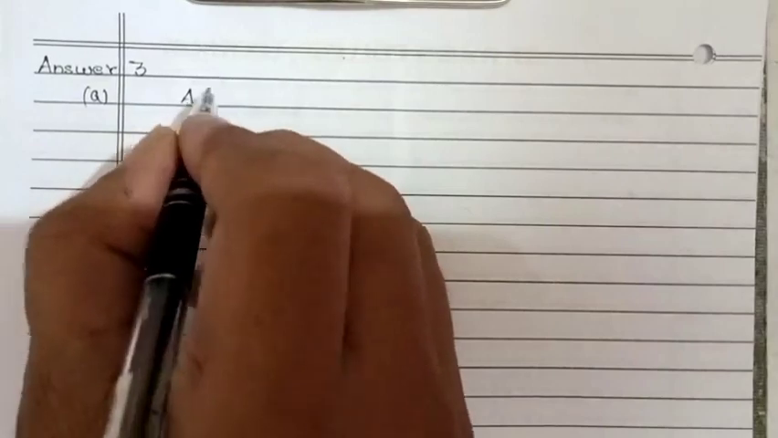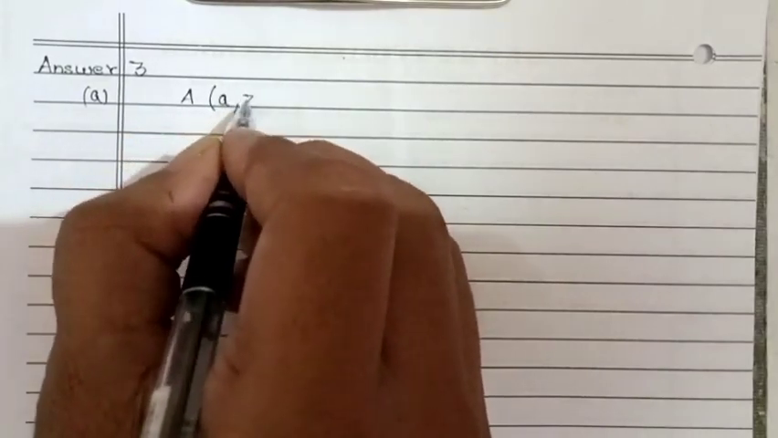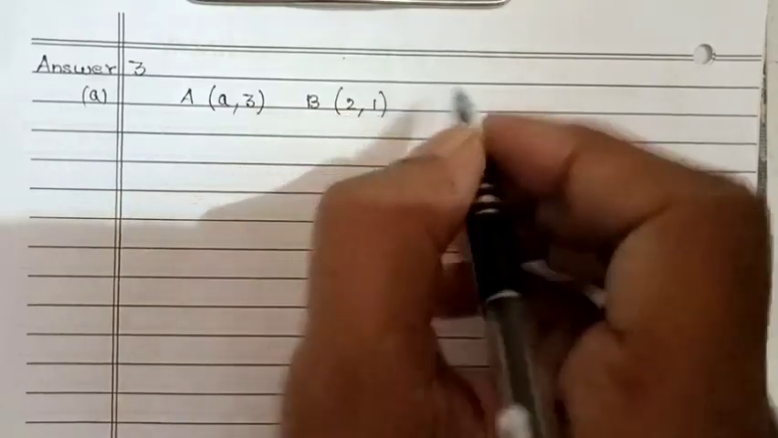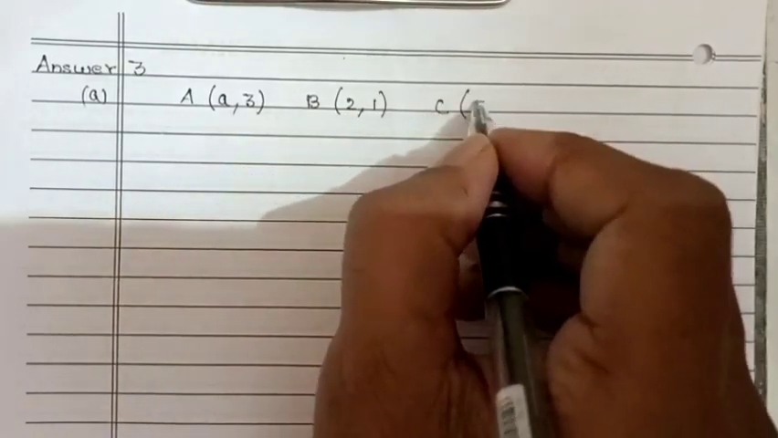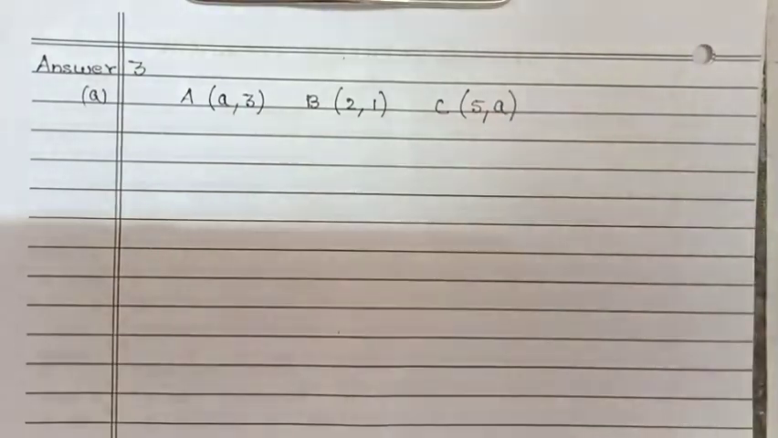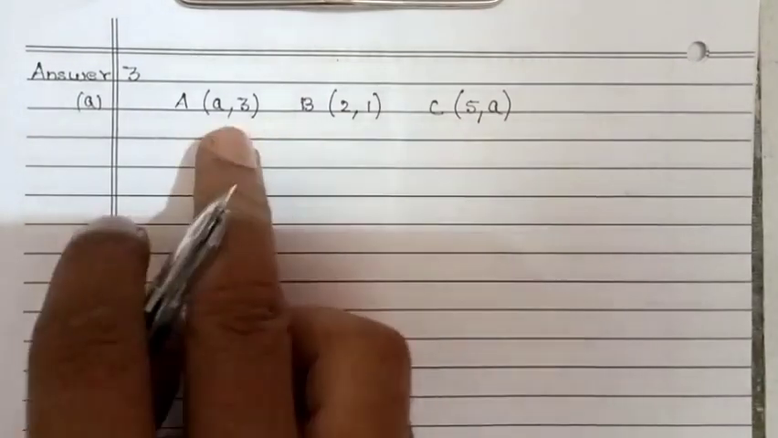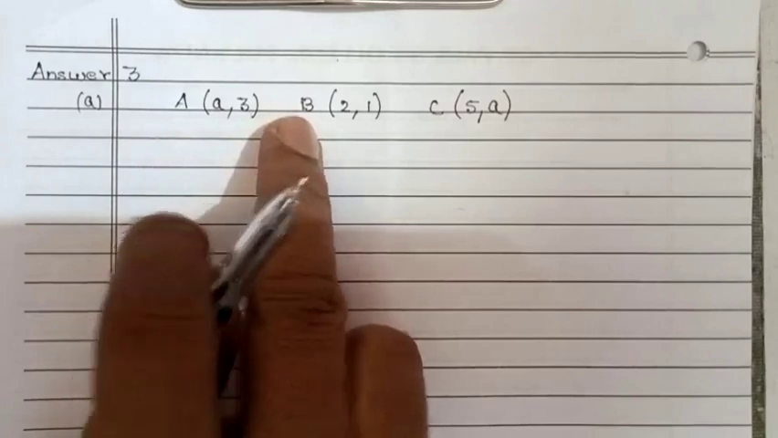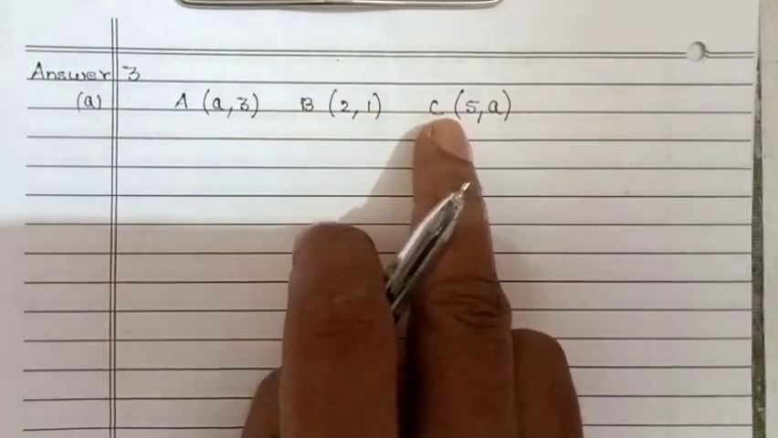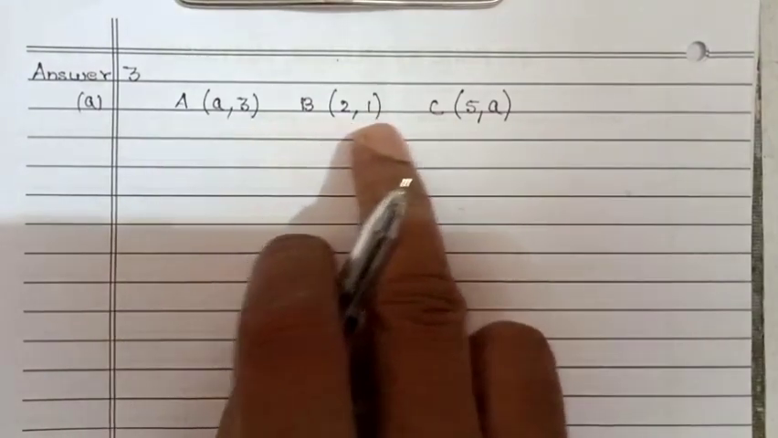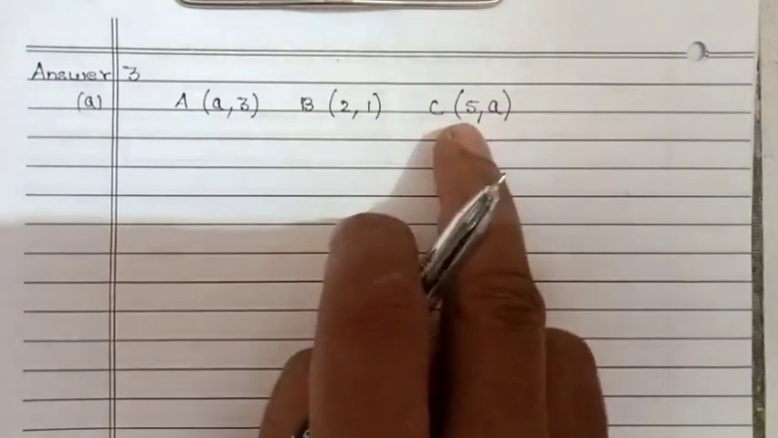They have given us 3 points, so let's mark these 3 points: A, that is A comma 3, B 2 comma 1, and C 5 comma A. So according to the question, these 3 points are collinear. Now if these 3 points are collinear, you can say slope of AB must be equal to slope of BC, because these 3 points are lying on a straight line.